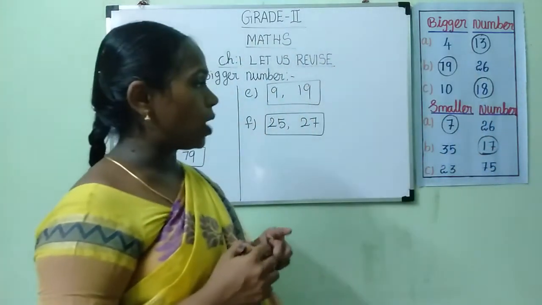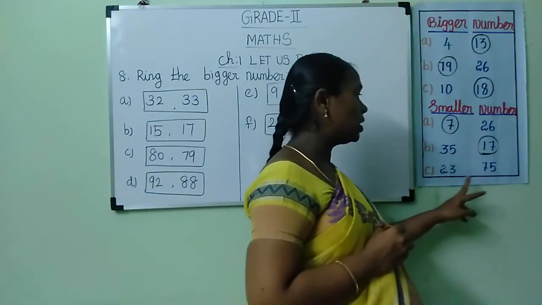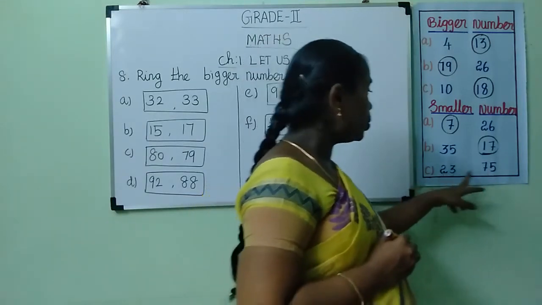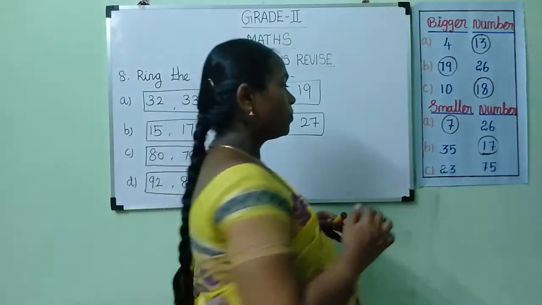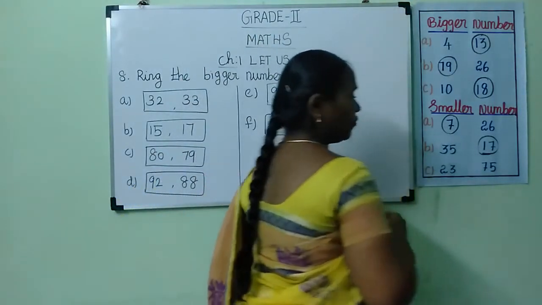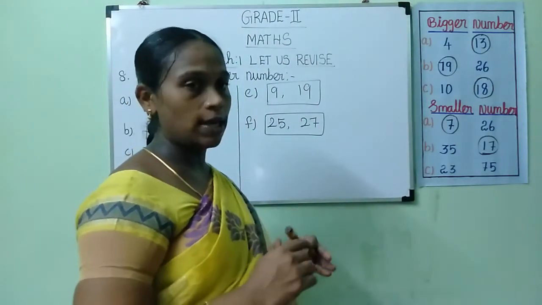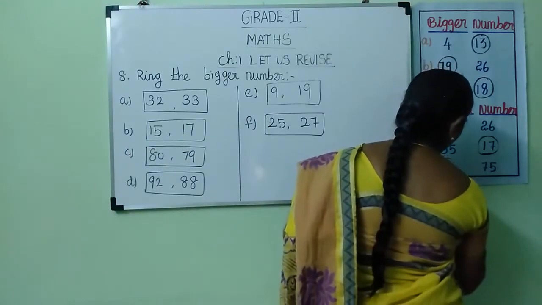Okay, the next one, 23 and 75. See tens place 2 and 7. So which number is a smaller number? 23 or 75? 2 or 7? Yes, 2 is a smaller number. So you should put the circle on 23.